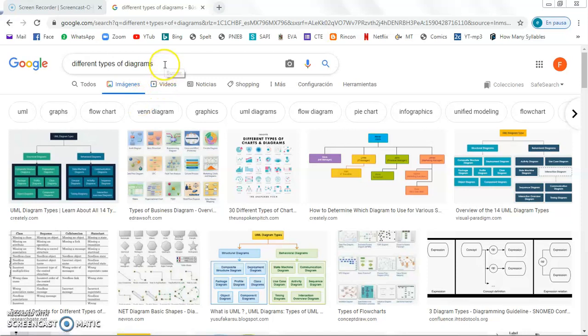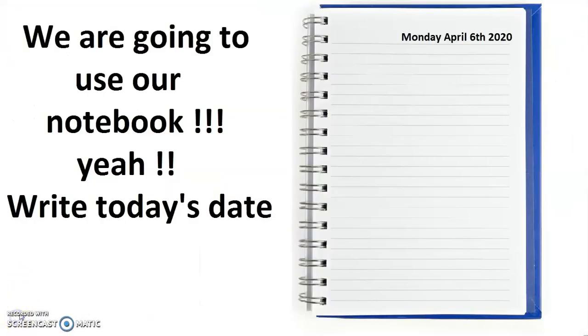So we're going to talk about different types of diagrams. You can type that in your Google browser and then you can get a lot of information. We are going to use our notebook, so please write today's date. Remember that you're going to write first the day, then the month. This moment is May, so you may write May here, and then the ordinal number and the year.